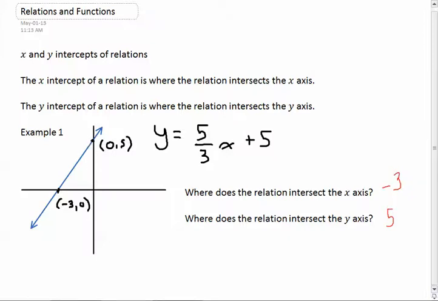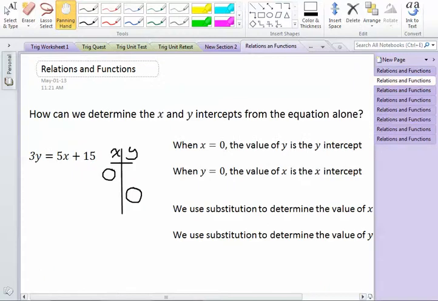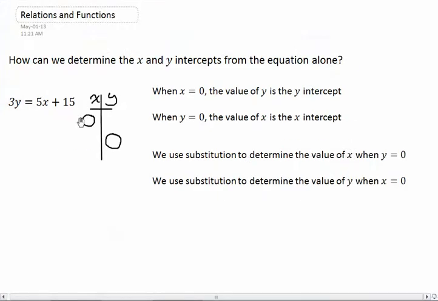Okay, so it seems a little bit counterintuitive when we first say it, because people like to think, okay, if x is 0, it should be the x-intercept. But if x is 0, you get your y-intercept, because y is the value that's free to be chosen. When y is 0, the x value is your x-intercept, because x is the value which is free to be chosen. So let's take a look at solving this.